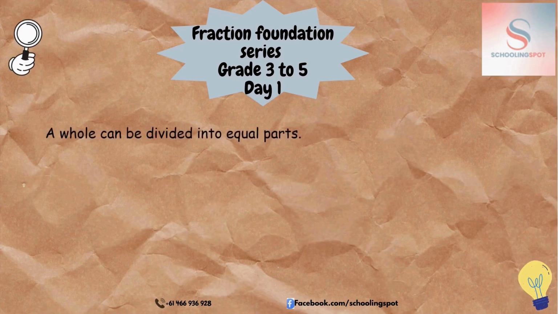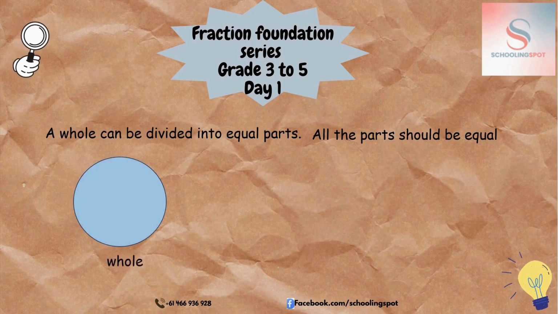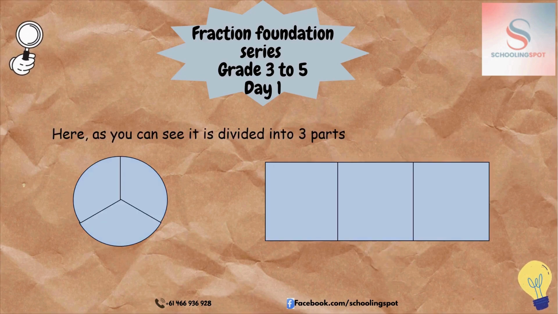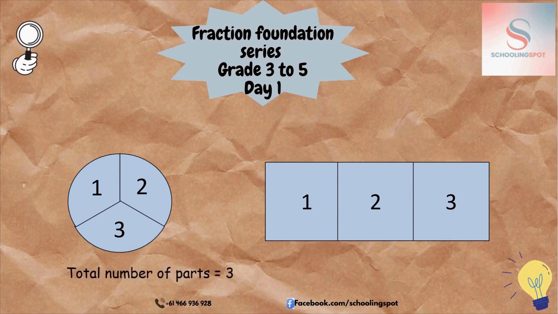A whole can be divided into equal parts. All the parts should be equal. Here we can see these two objects shown as whole. To understand fractions using these wholes, we have to divide them into a few parts. So let us divide it here into three parts. Part 1, Part 2 and Part 3. Total number of parts is equal to 3.